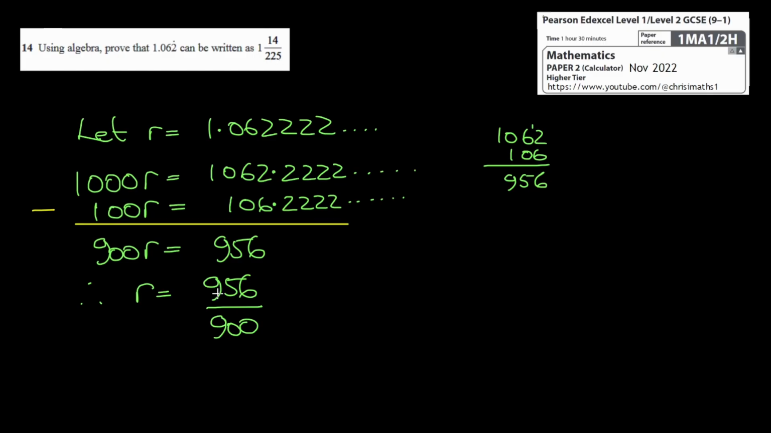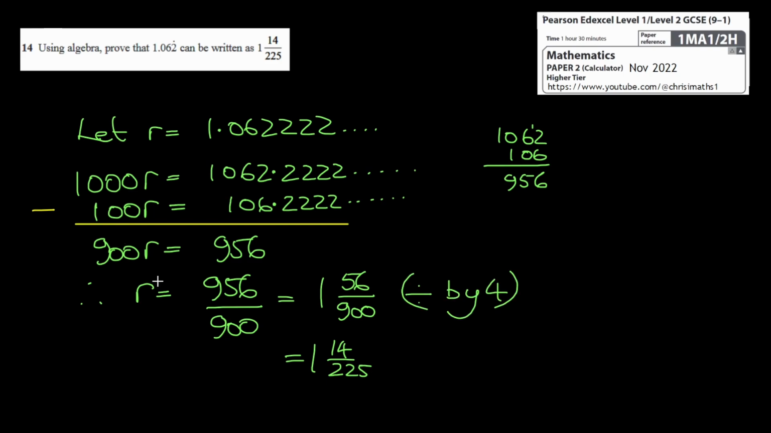Okay, as 956 is greater than 900, I can say this is 1 and 56 over 900. Well, at this point, I'd be very tempted to write, well, this is just equal to 1 and 14 over 225. And it is, because if you divide top and bottom by 4, you will get this answer. And there we are, proved as required.